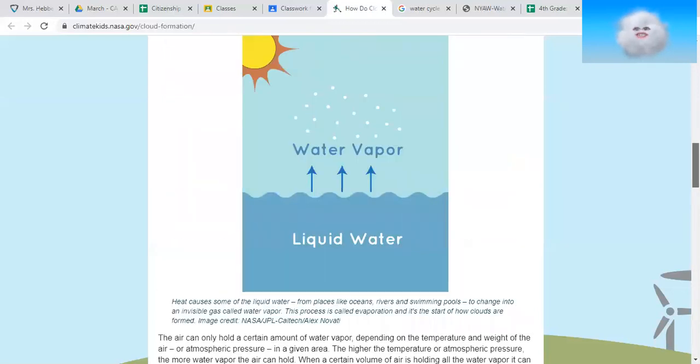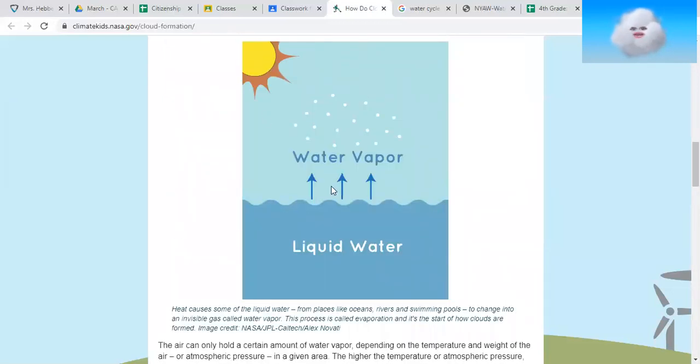Here's our picture. Does it look similar? Because I used this picture for one of our exit tickets when we were covering the water cycle and watersheds. So here we have the process of evaporation. We have our liquid water heating up from the sun, so the water molecules are being energized, and they are then going to go up into the air as water vapor. So it's turning from a liquid into a gas.